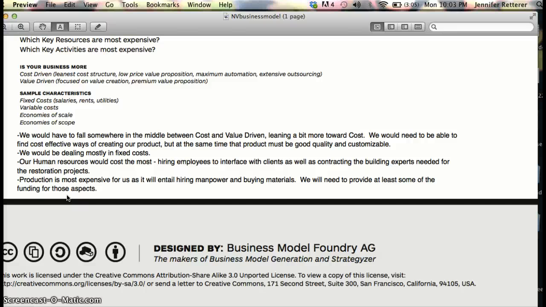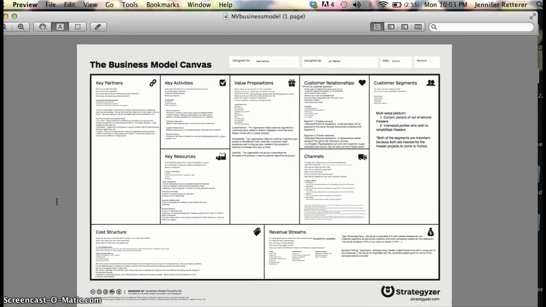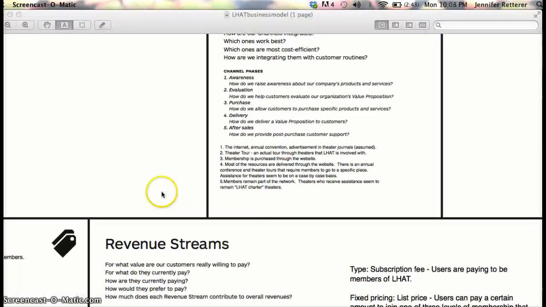And I think production is most expensive for us, as it will entail hiring manpower and buying materials. And I think we'll need to provide at least some of the funding for those aspects. We'll work to get funding for them for the specific projects, but I think that we would sort of need to shell out some to get the ball rolling. So this is the canvas for my new venture.